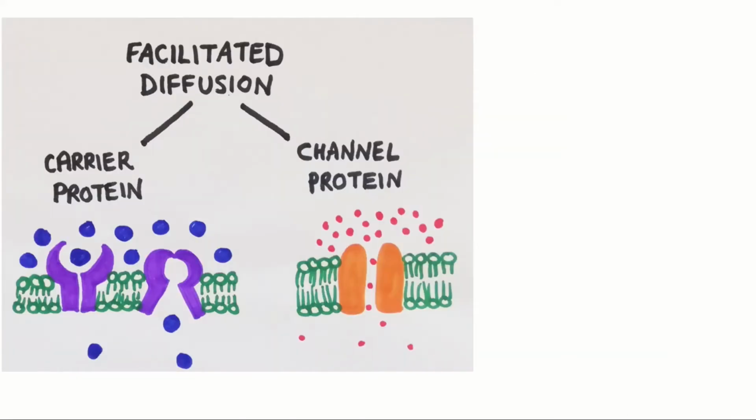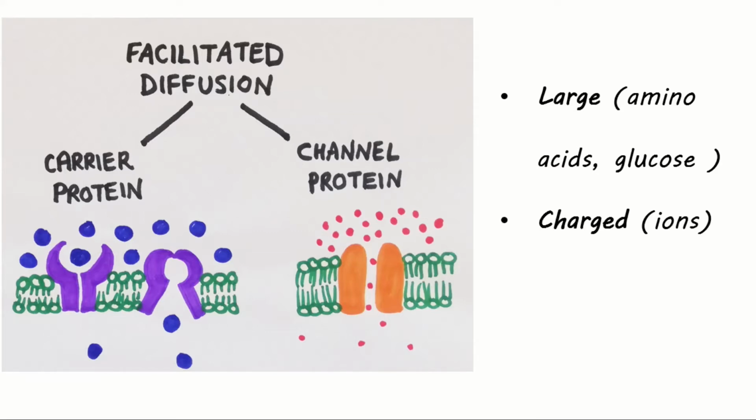Facilitated diffusion still involves molecules moving down their concentration gradient, but these molecules need some extra help. They may be larger molecules like amino acids or glucose, charged molecules, which are called ions, or polar molecules like water.